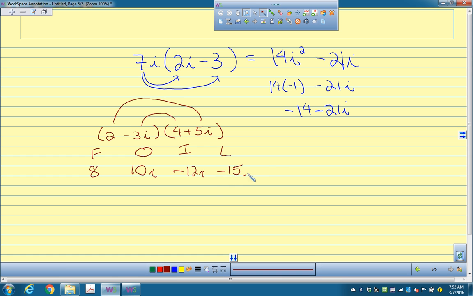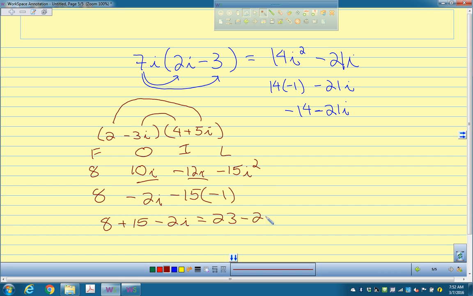15i squared. And then you have to simplify, okay? You have an 8, you have a 10i and a minus 12i. Those are considered like terms. So you add those together, and you get negative 2i. And minus 15 times negative 1. So this term and this term always turn into real numbers. What's negative 15 times negative 1? Positive 15. So you take 8 plus 15 minus 2i, which is equal to 23 minus 2i.